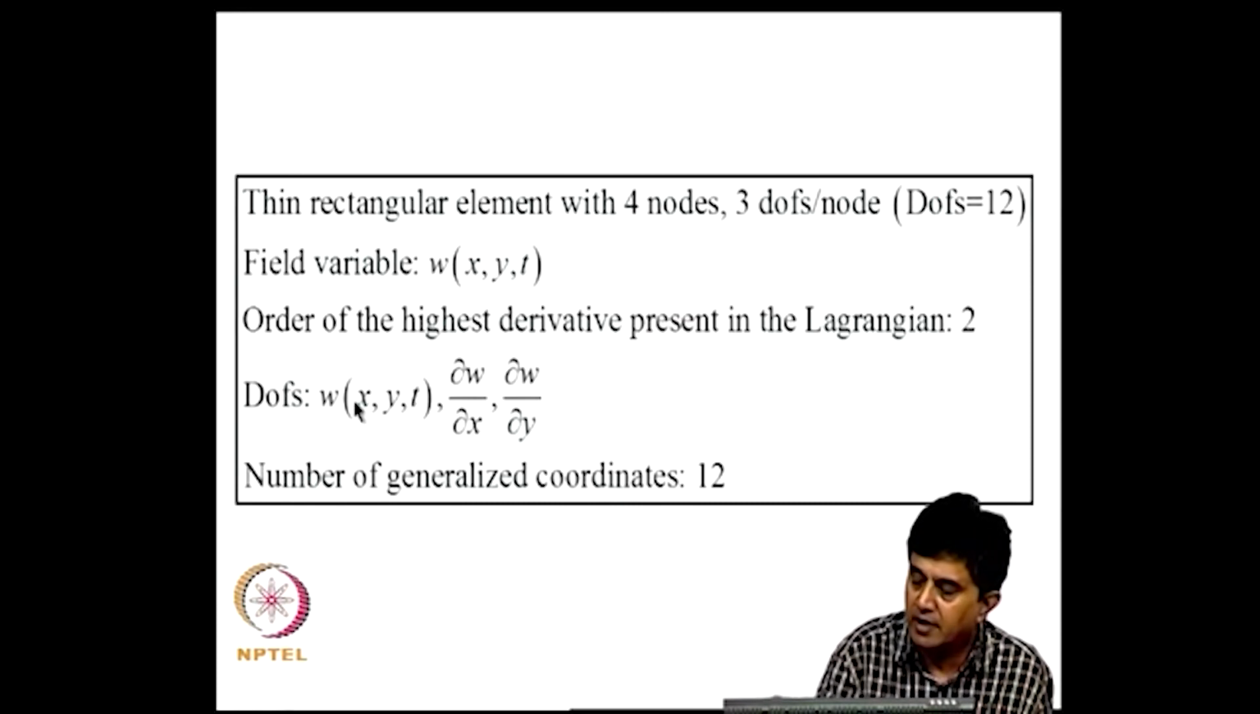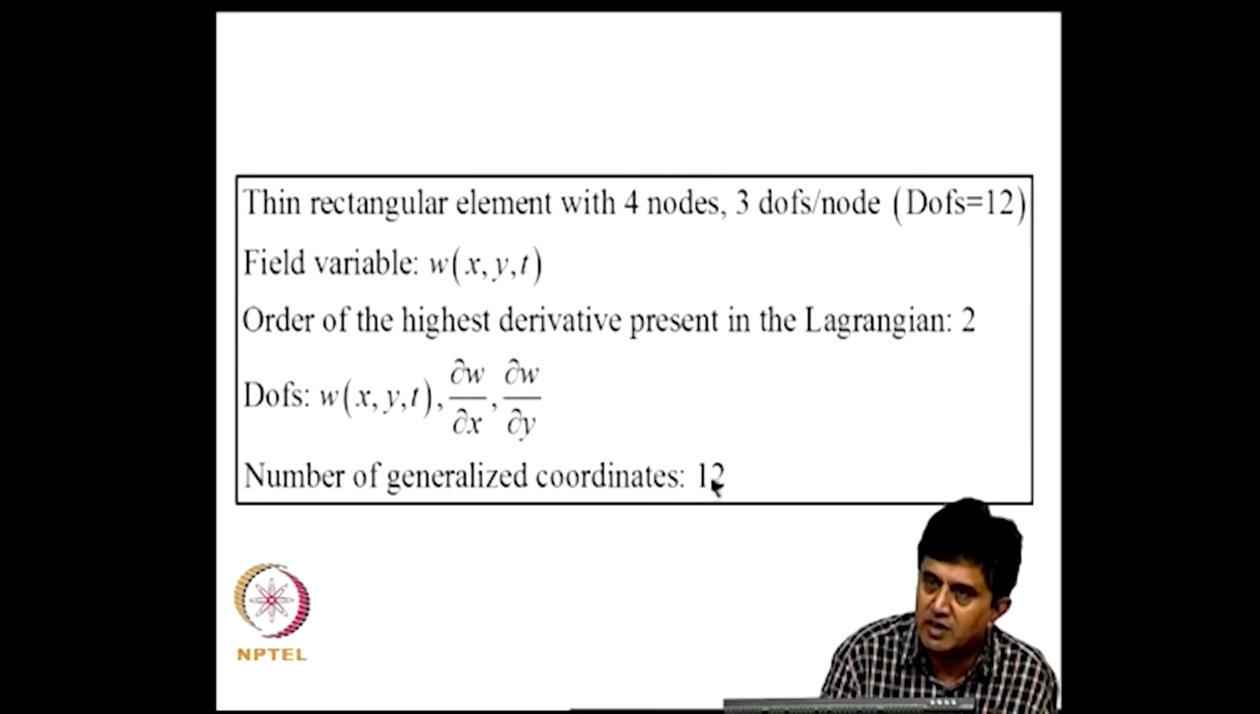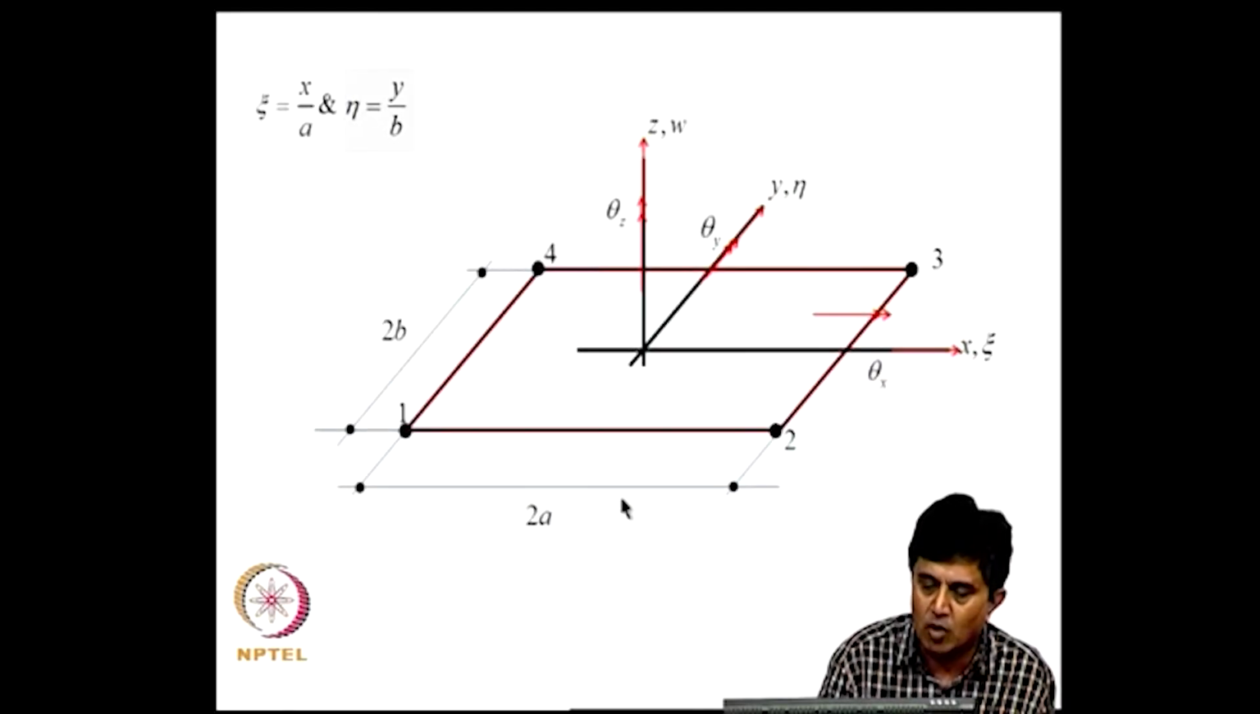So, there are now 2 spatial variables, therefore, at any node the degrees of freedom will be W, dou W by dou x and dou W by dou y. Since there are 4 nodes with each node having 3 degrees of freedom, the number of generalized coordinates in our representation must be 12. So, these are the broad features that we can deduce before we embark upon developing the model.